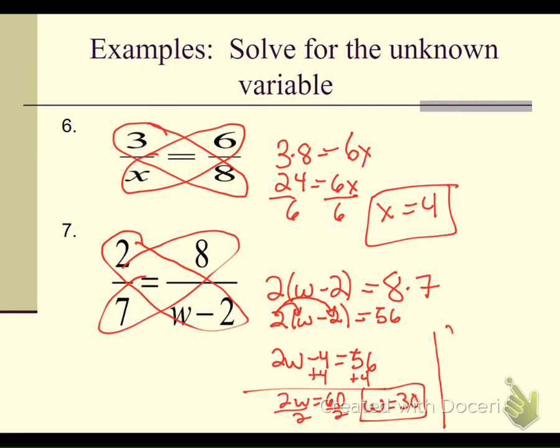Okay, our other option, you don't have to work this out, but I wanted to show you it just in case. If you would have had the 2w minus 2 and you did not want to do the distribution, you could divide over by 2 at the beginning. You end up with w minus 2 equals 28. Add 2 to both sides, and you'd have W equals 30. So it works out either way. It's just whichever one you prefer.